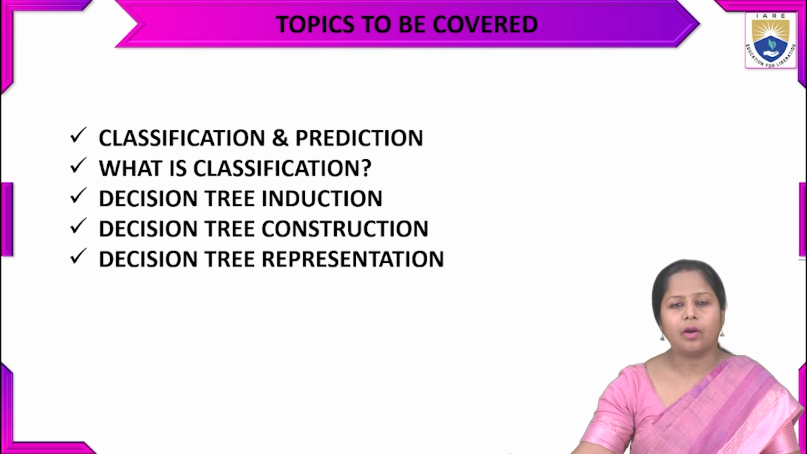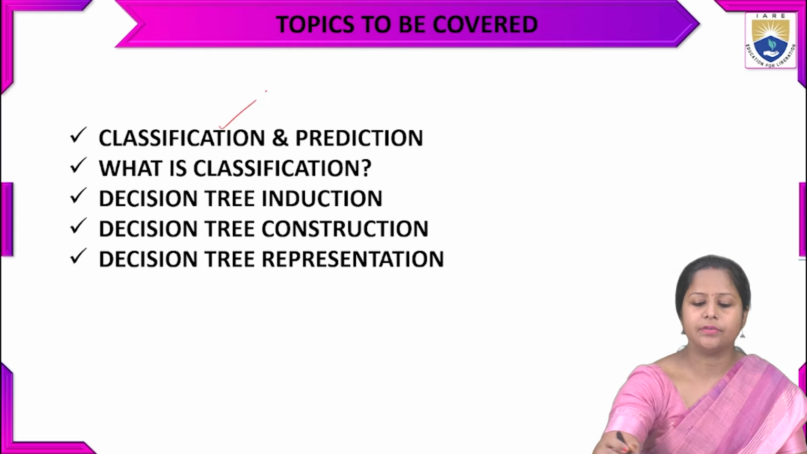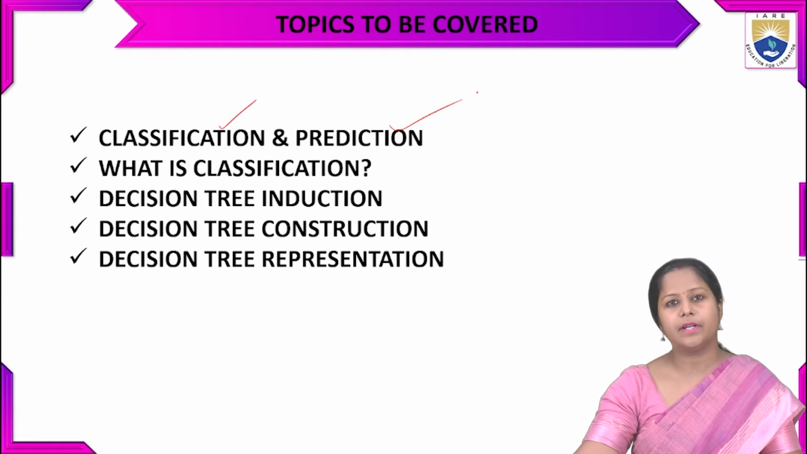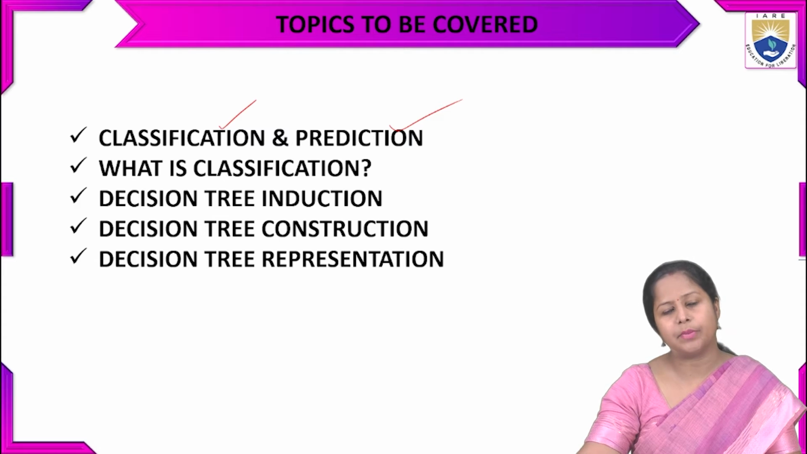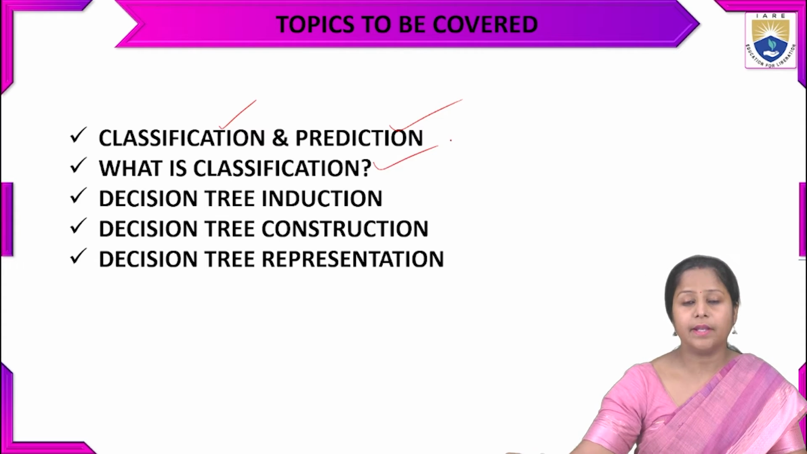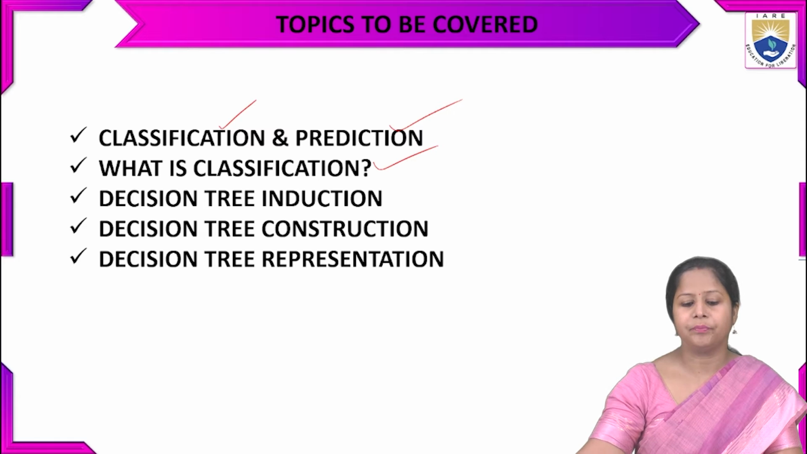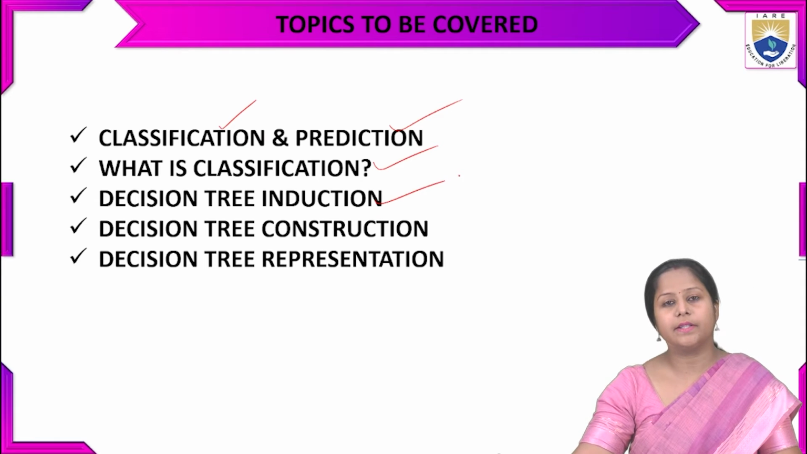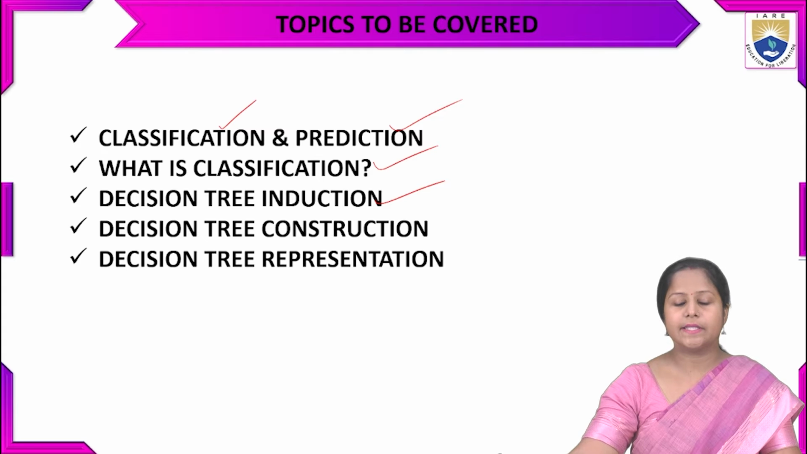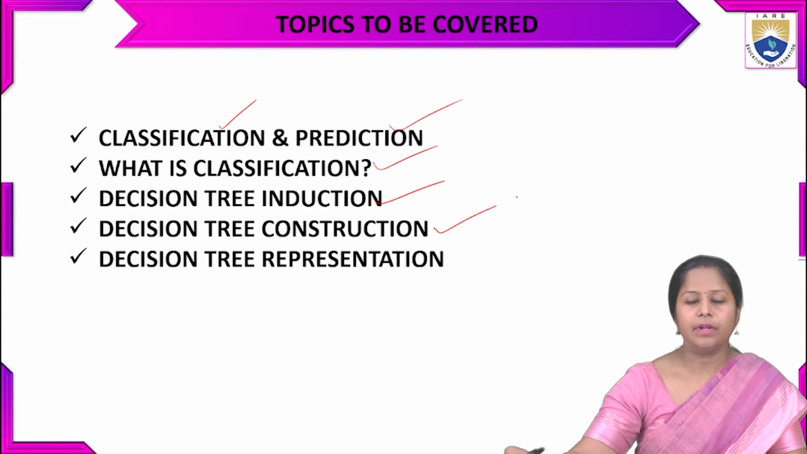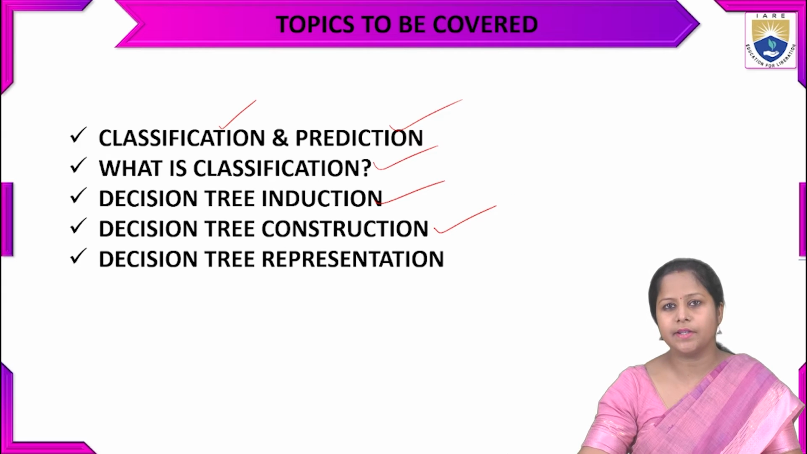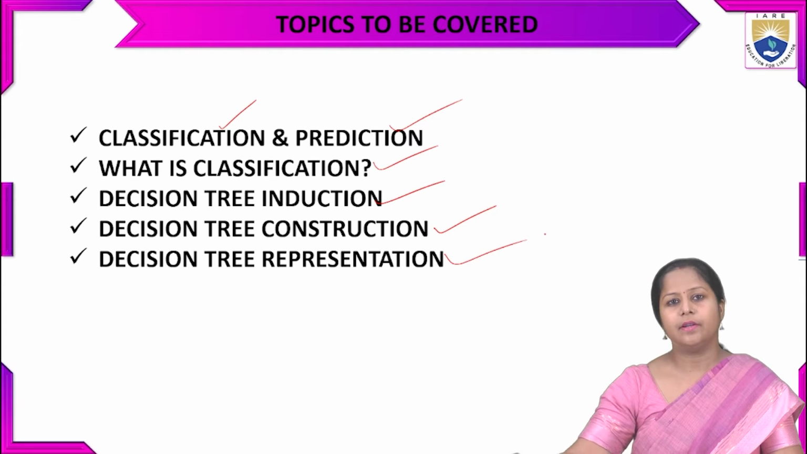So I am going to cover the topics today. I'll tell about what classification is, what prediction is, the difference between them, and why classification and prediction are used. And then we will go into classification, because this module is based on the classification model. Then we will cover decision tree induction: what a decision tree is and what the important terminology is, and then how to construct a decision tree and how to represent it. Let's start.